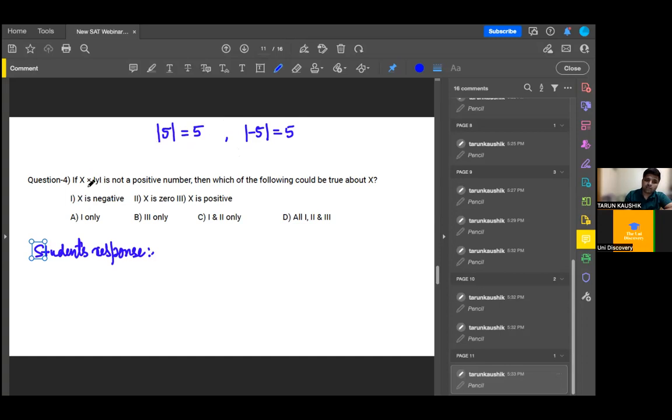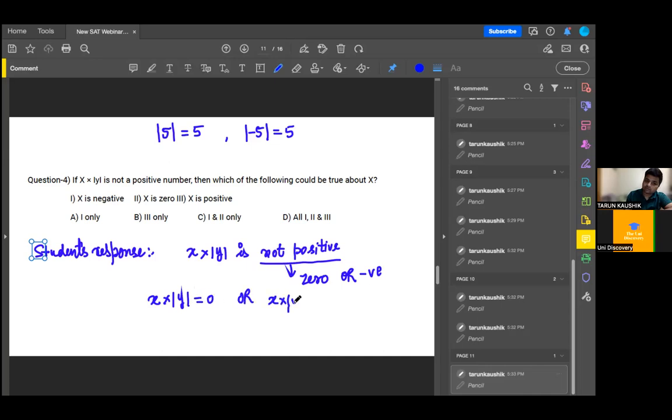So if we read the question, it says x into mod y is not a positive number. So I'll just write it down: x into mod y is not positive. If it is not positive, it can be 0 or negative. That means x into mod y is 0 or x into mod y is negative.